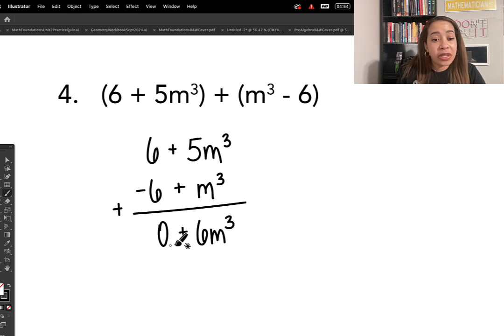So, we usually do not show zeros in a polynomial. This is correct, but an even better way to write our answer is to just write 6m cubed. So this is our final answer. Both are correct and they mean the same thing, but we usually do not include zeros in our final answer.